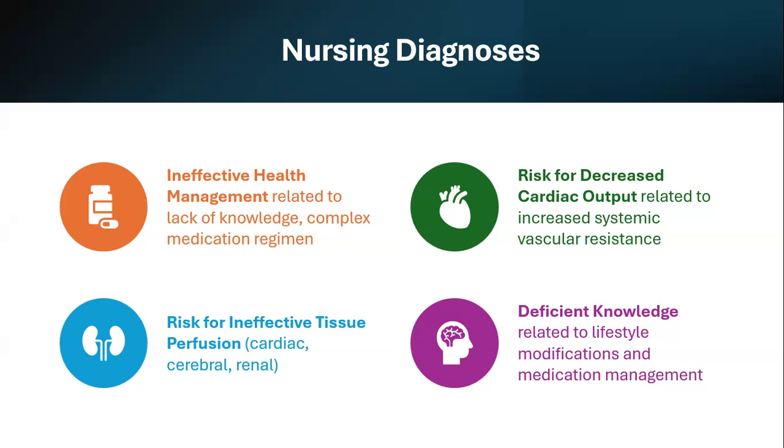lowering the blood pressure. The second one is the risk for ineffective tissue perfusion. As you know, elevated blood pressure can impair blood flow to the vital organs, increasing the risk of complications such as stroke, kidney damage, or heart failure. The third diagnosis is the risk for decreased cardiac output related to increased systemic vascular resistance. And the last nursing diagnosis is deficient knowledge related to lifestyle modification and medication management.